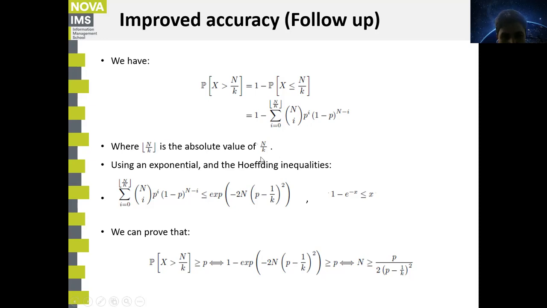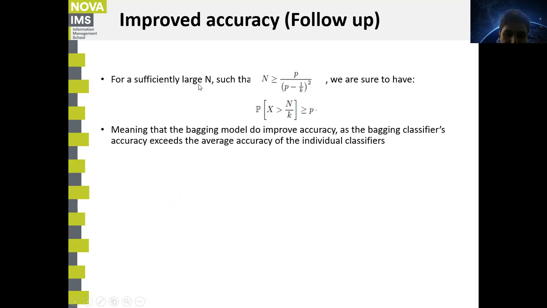This is the absolute value of this fraction, n over K. So using this exponential inequality and the Hoeffding inequality right here, we can prove that the probability of X being superior to n divided by K is superior to p when the sample size is superior to this value. So for a sufficiently large sample size, such as n superior to this value, we are sure to have this probability superior to the probability of a single classifier, meaning that the bagging model does improve accuracy, as the bagging classifier accuracy exceeds the average accuracy of the individual classifiers.